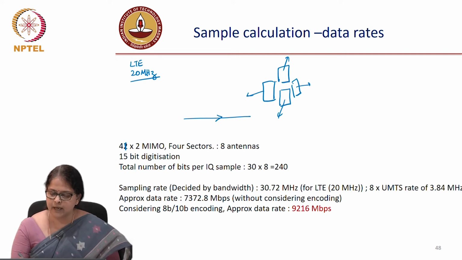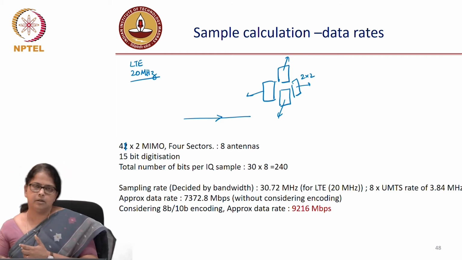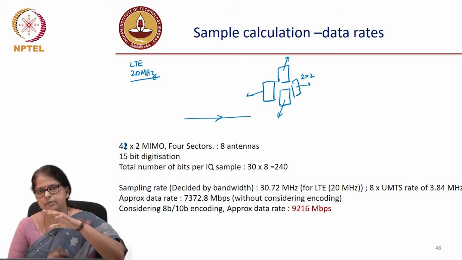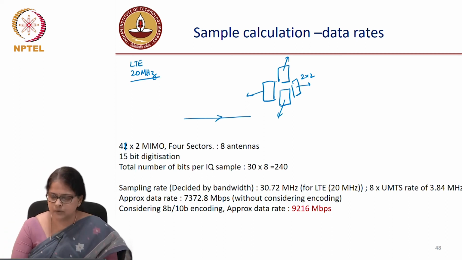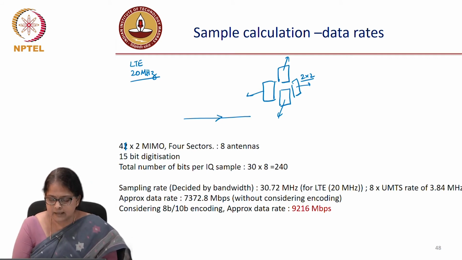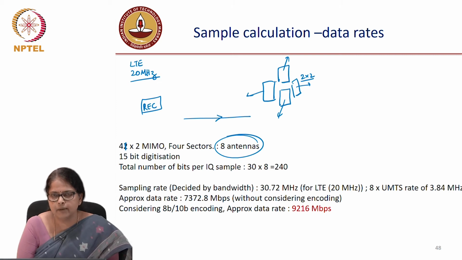And let's say each antenna is a 2x2 element. You know that in wireless technology you have the concept of multiple input, multiple output, where the same information is fed into 2 antennas and you co-process to get the best out of it. So each sector has 2 antennas, which means there are totally 8 antennas, because there are 4 sectors with 2 antennas each.